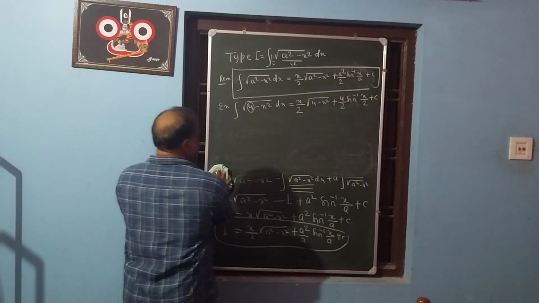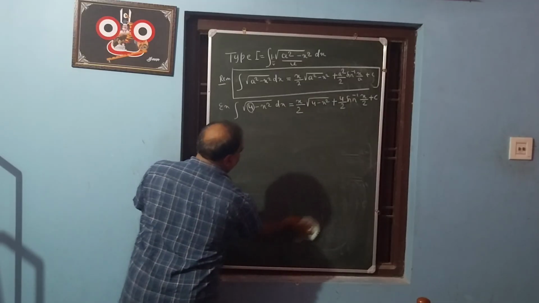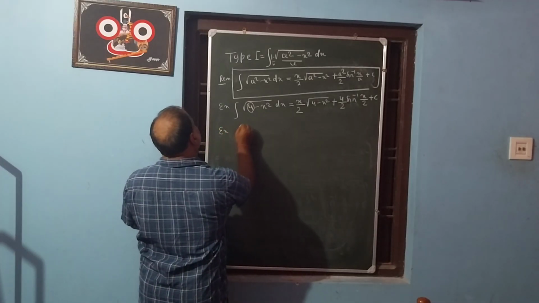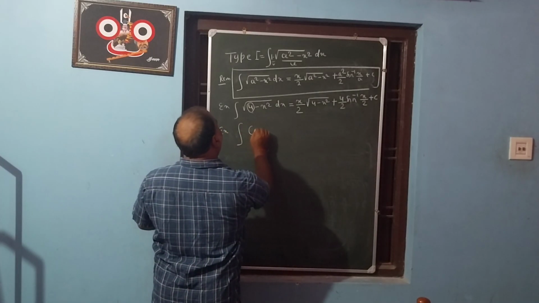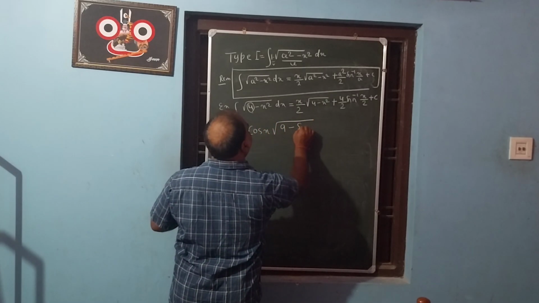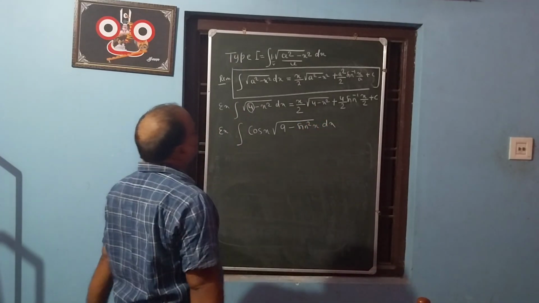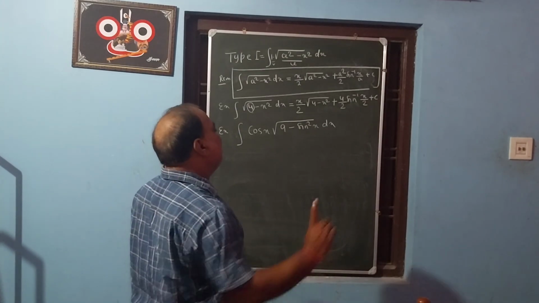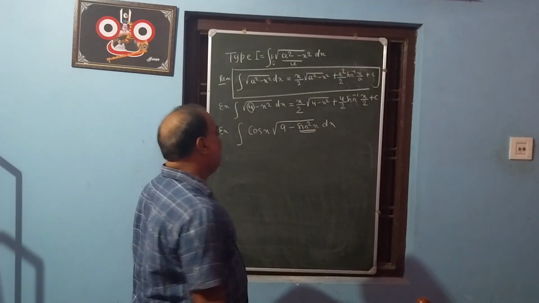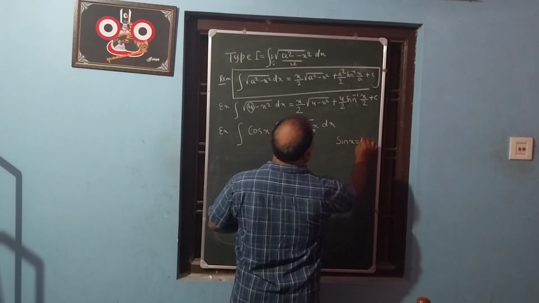So how can you apply this formula? Write down an application problem. Let us take another example. Write down integration of cos x root over of 9 minus sine square x dx. How can you work out this type of problems? First of all, you have to take sine x is equal to t.